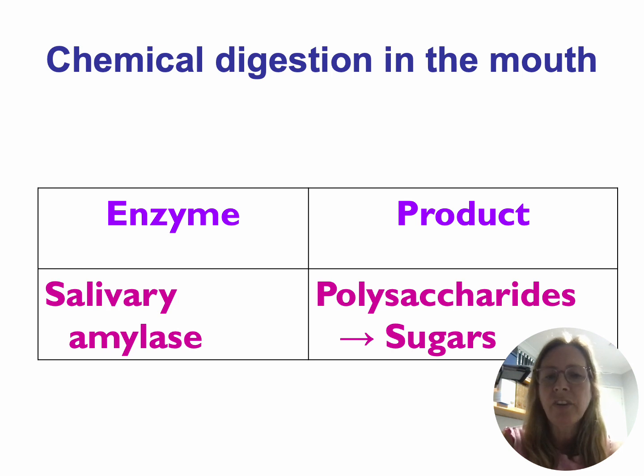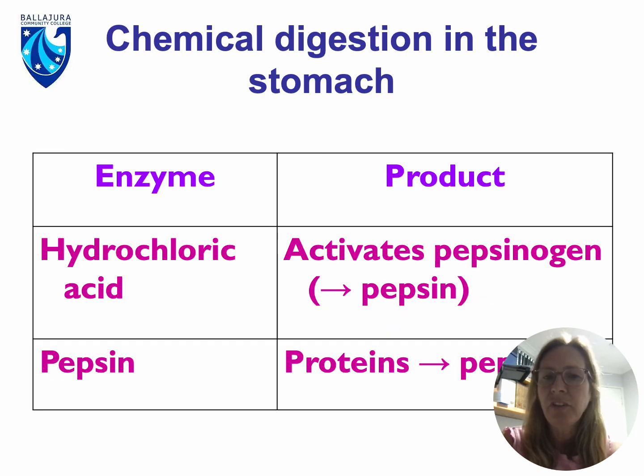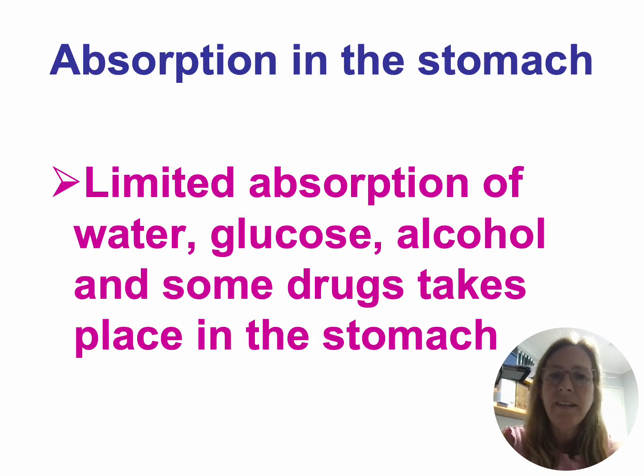So chemical digestion in the mouth is caused by salivary amylase, which turns the polysaccharides like starch into sugars. Chemical digestion in the stomach. Hydrochloric acid activates pepsinogen, making it into pepsin, which then starts the digestion of proteins. There's limited absorption in the stomach, but there's some absorption of water, glucose, alcohol, and some drugs.